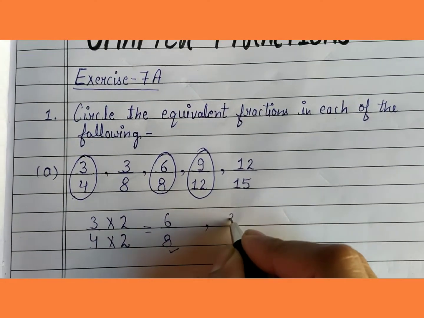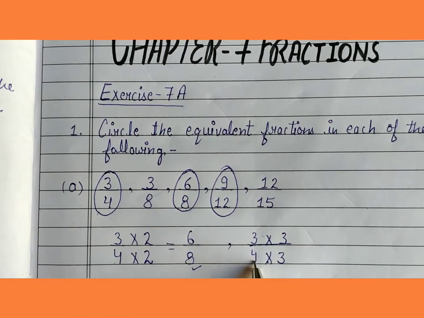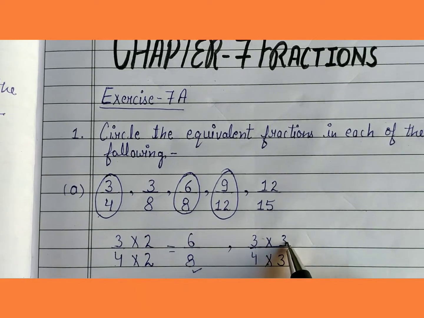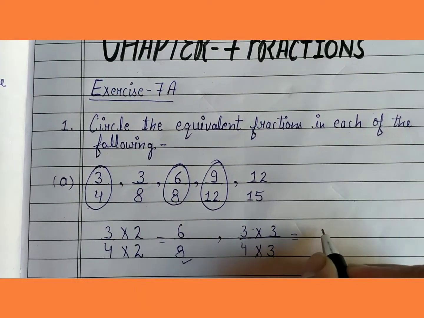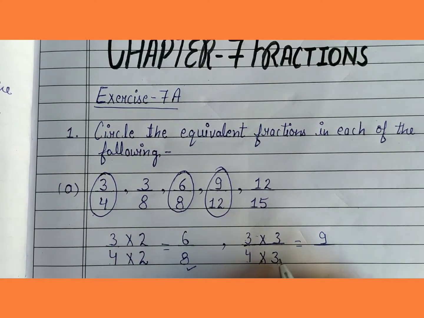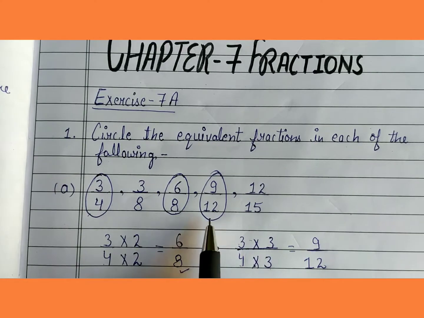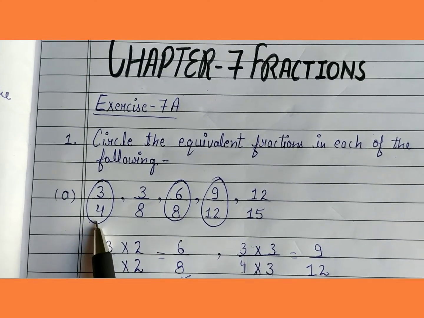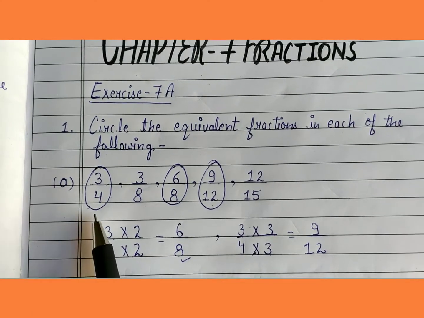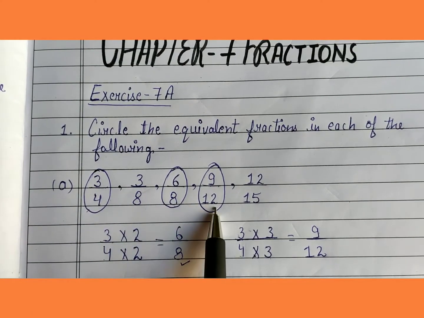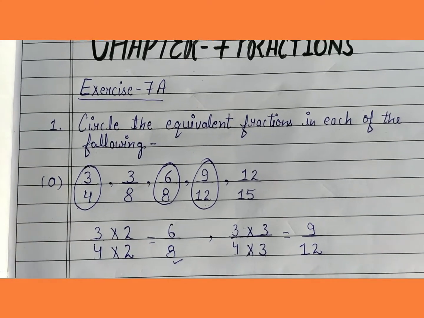Similarly, write 3 upon 4, multiply by 3 in the numerator and denominator. 3 multiply 3 equal to 9. 4 multiply 3 equal to 12. 9 upon 12 is the equivalent fraction of 3 upon 4. Okay children? So your answer is 3 upon 4, 6 upon 8, 9 upon 12 are equivalent fraction.